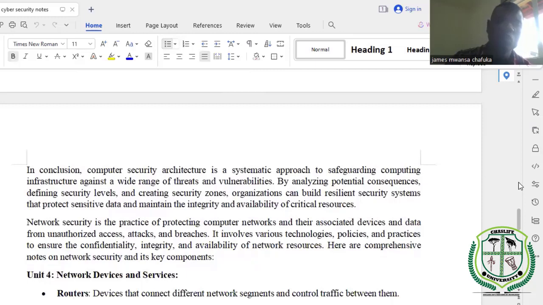In addition, network security is the practice of protecting computer networks and their associated devices and data from unauthorized access, attacks, and breaches. It also involves various technologies, policies, and practices to ensure the confidentiality, integrity, and availability of network resources. So it is very important that you consider these computer security architecture.